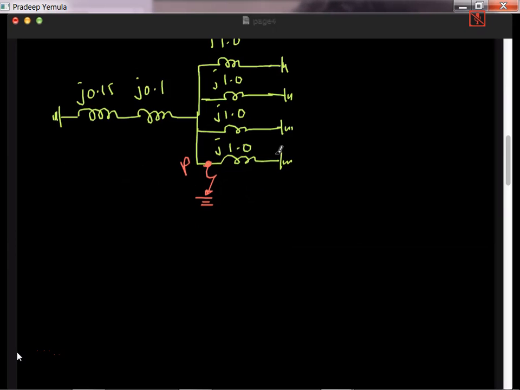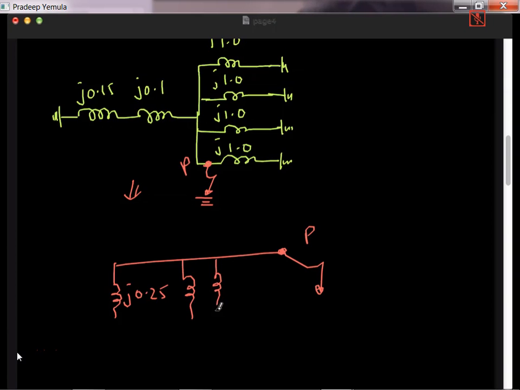You look at all these things, this is equivalent to the point P is like this. Point P, there is a fault, and then I have one branch which is 0.15 plus 0.1, that is J0.25. Then I have 4 branches, and these are all grounded. So I want to find the ZTH now.